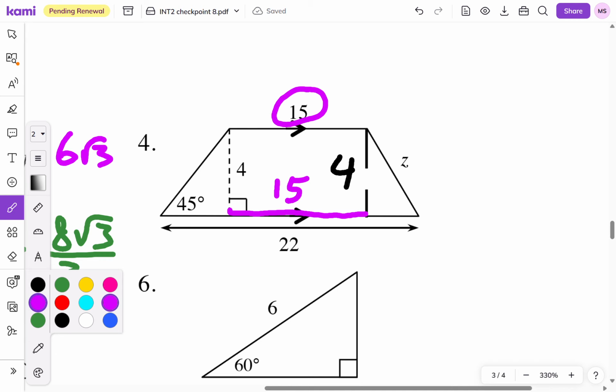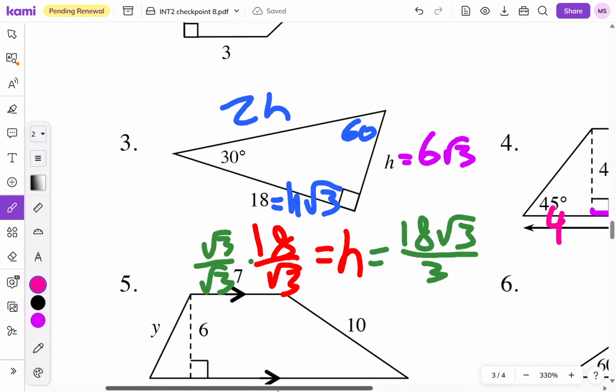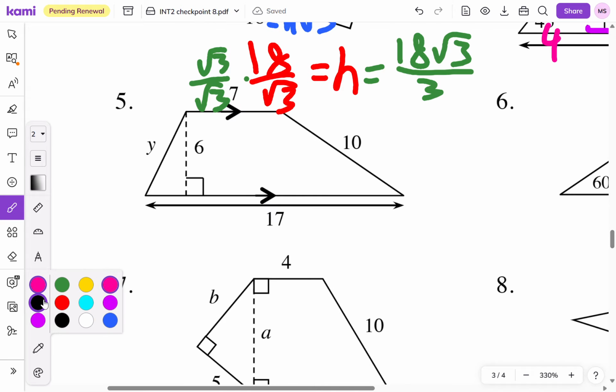because I'm trying to get that unknown side. So this is then 4, and so this is 4 and 15, so they add up to 19. So this must be 3, and that's 3, 4, 5. So this is 5. So if you remember that one, that's going to really help you on number 5, because check out number 5. If you drop down that height again, I'm trying to do it myself.